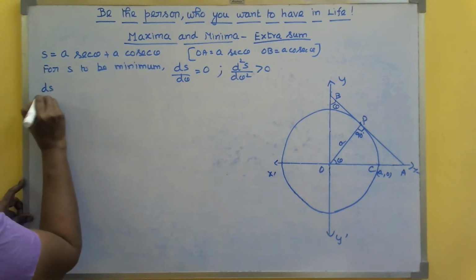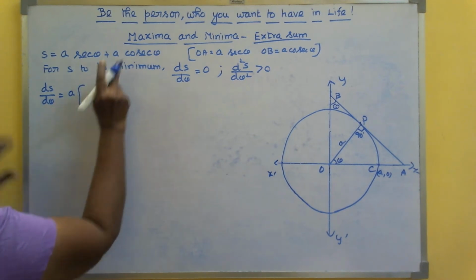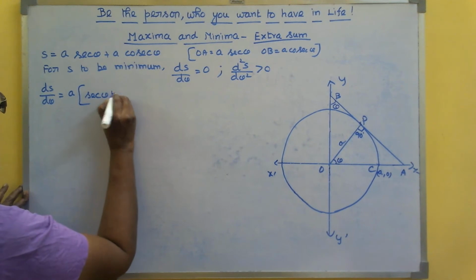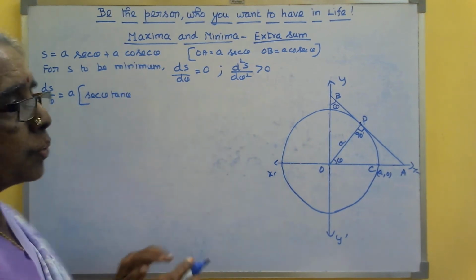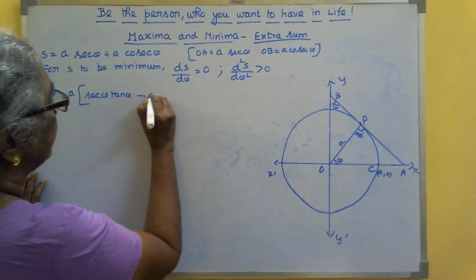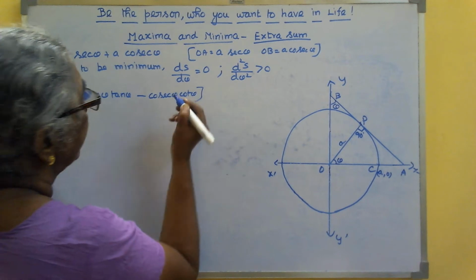So what is ds by d theta? A I will take common out from both. So for secant theta I will get secant theta tan theta. For cosecant theta the derivative is minus cosecant theta cot theta. So I am getting like this. This is the first derivative.